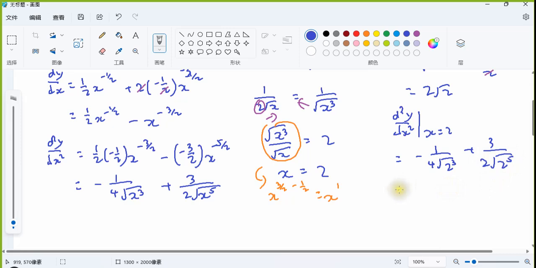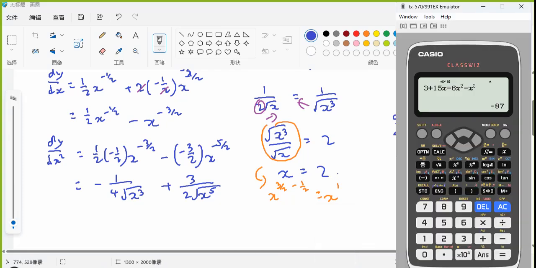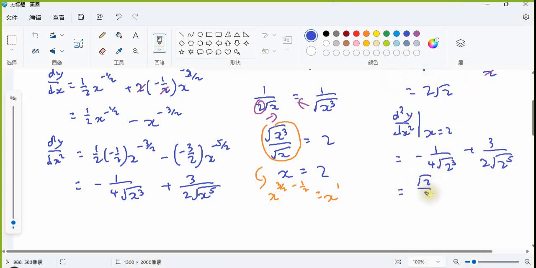Okay, then we have negative 1 over 4 square root x power 3, and then plus 3 over 2 square root x power 5. When we substitute with 2, then it is square root 2 over 8, then it is greater than 0, so it is a minimum point. So 2, 2 square root 2 is a minimum point. Correct.